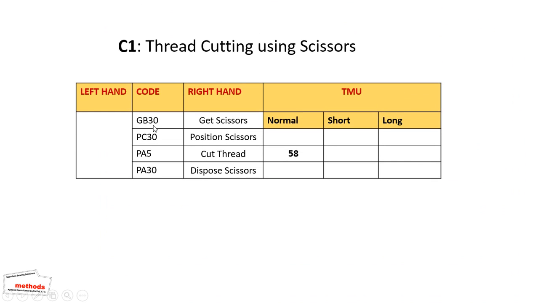So you first get the scissors accurately and then a precise positioning of the scissors at the part of the thread where the cut has to be done. Then cutting thread, that is a PA5. It is a PA because the scissors have already been positioned very precisely. Then a PA30 to dispose the scissors back at the position.